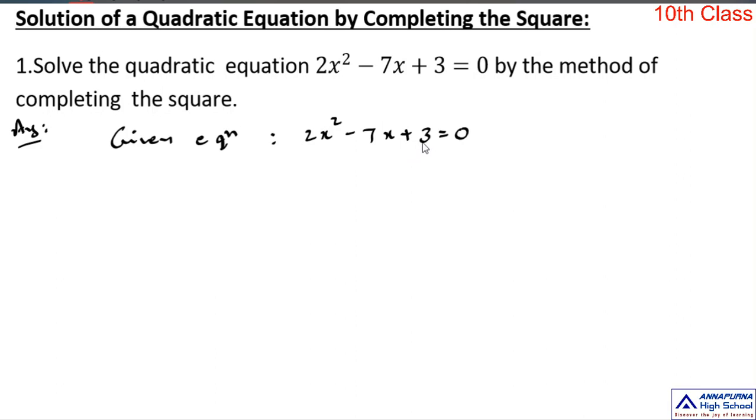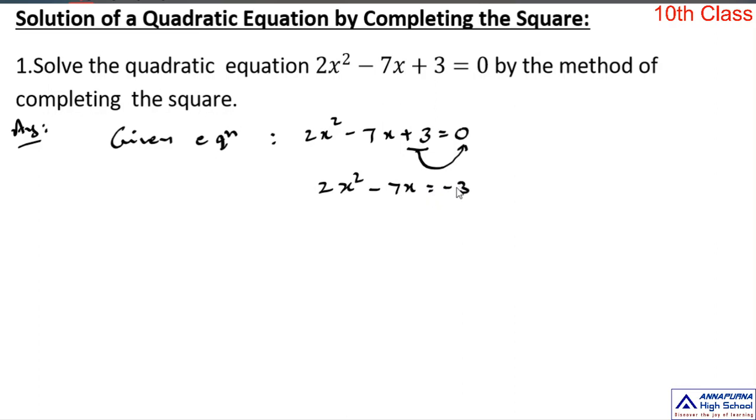What is the standard form of a quadratic equation? x square plus bx plus c is equal to 0. First you will change that given equation into the standard form, and then you transpose the constant term to the right side. Out of the three terms on the left side, first you transpose the constant term to the right side. That is your first step. When you transpose this plus 3 to the right side, it becomes minus 3. Now the resulting equation is 2x square minus 7x is equal to minus 3. This is your first step.